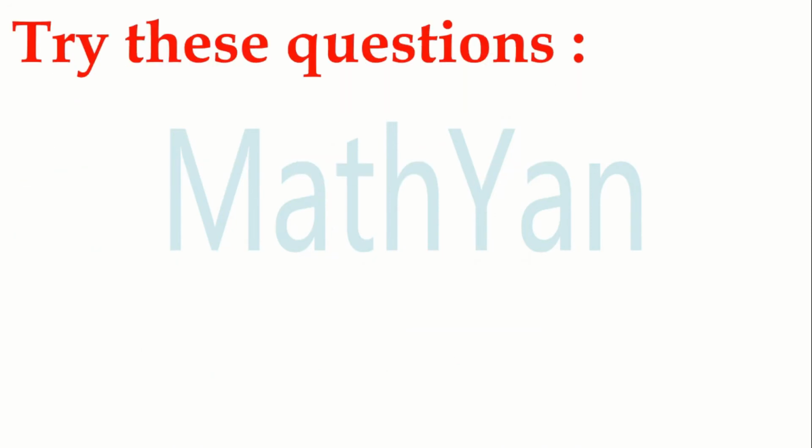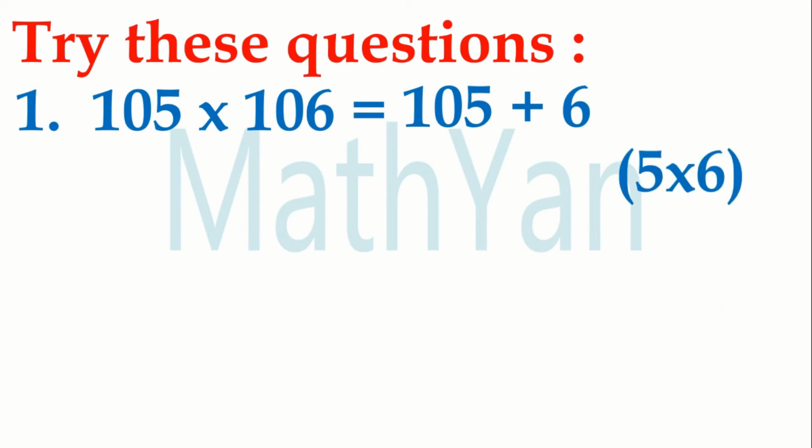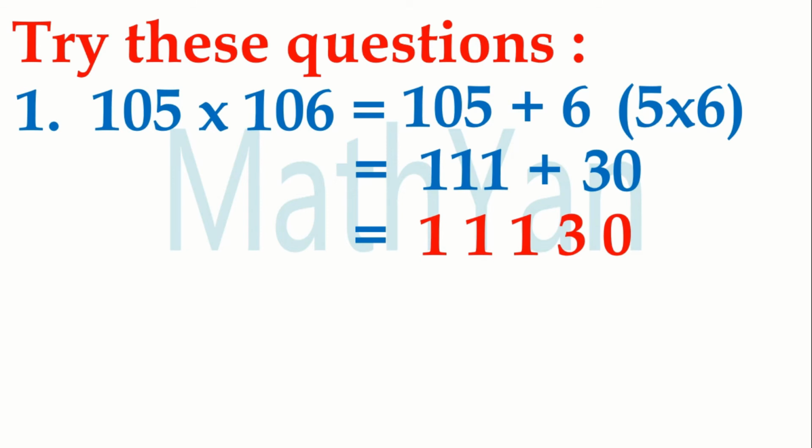Okay, try these questions. 105 times 106. Remember the front 3 digits are 105 plus 6. The last 2 digits will be 5 times 6. So 105 plus 6 is 111. So the last 2 digits are 30. So the answer is 11130.